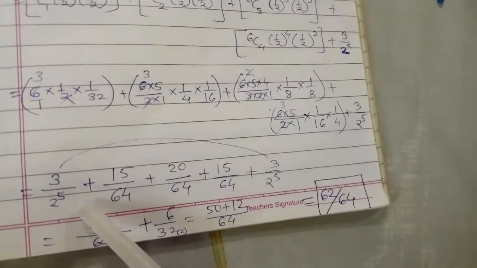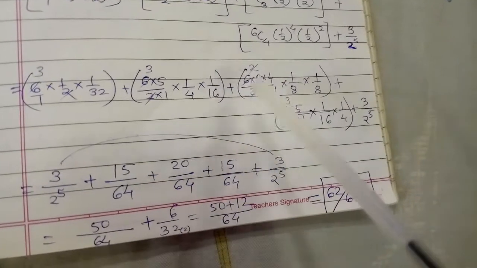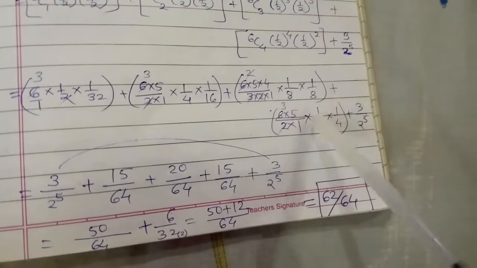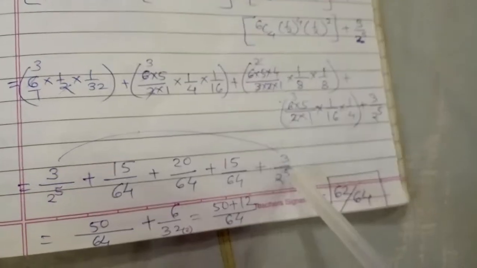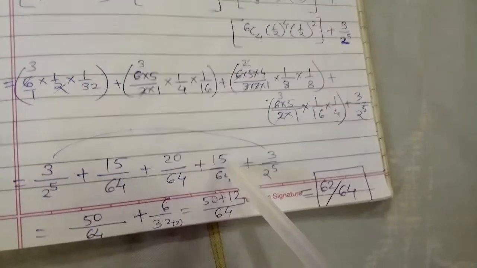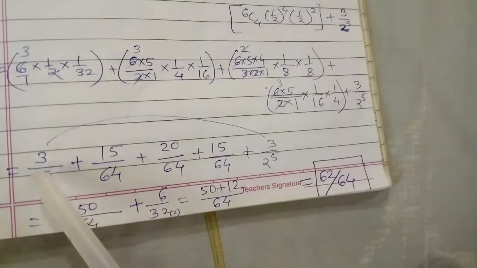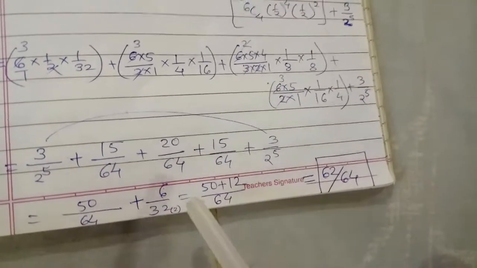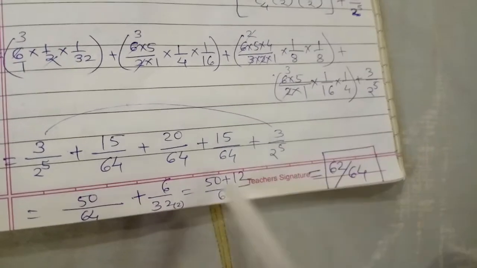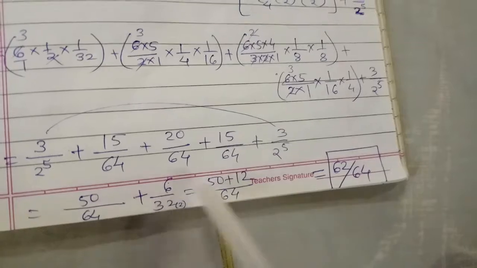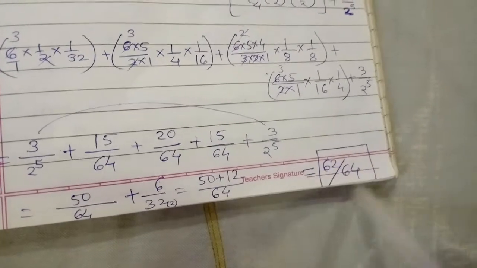So here by solving we get 3 upon 2 raised to 5. By solving this we'll get 15 upon 64, 20 upon 64 and 15 upon 64, and here we get 3 upon 2 raised to 5. So here the LCM of these is 64, and 2 times 3 upon 2 raised to 5 gives 6 upon 32, that is 2 raised to 5 is 32. So by taking the LCM we get 50 plus 12 upon 64, so the answer is 62 upon 64.